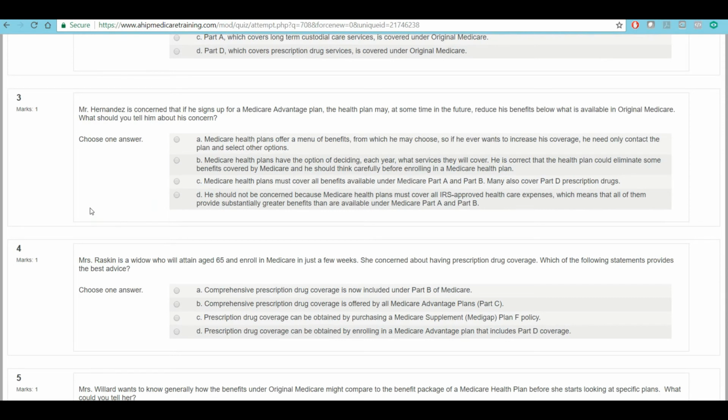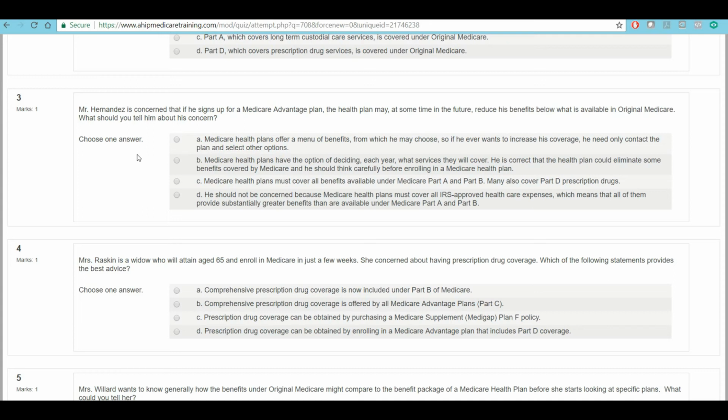Number 3, Mr. Hernandez is concerned that if he signs up for a Medicare Advantage plan, the health plan may, at some time in the future, reduce his benefits below what is available in original Medicare. What should you tell him about these concerns? Okay, starting with A, Medicare health plans offer a menu of benefits from which he may choose. So if he ever wants to increase his coverage, he need only contact the plan and select other options. And that is not how it works.